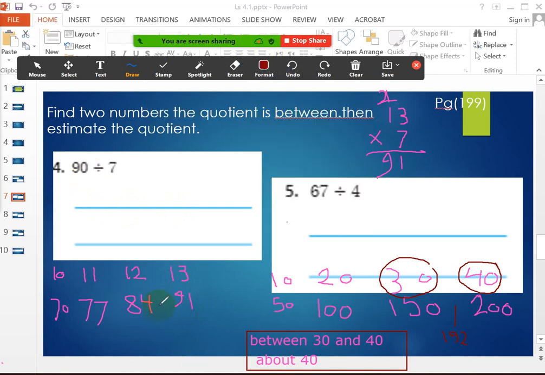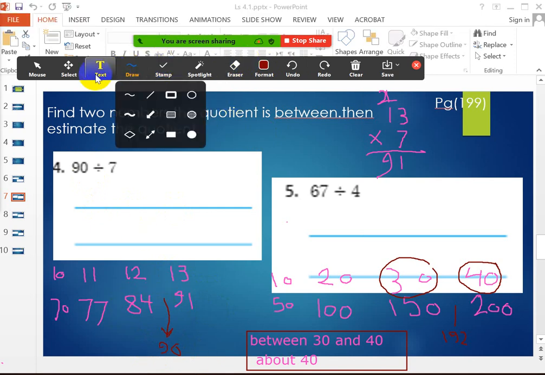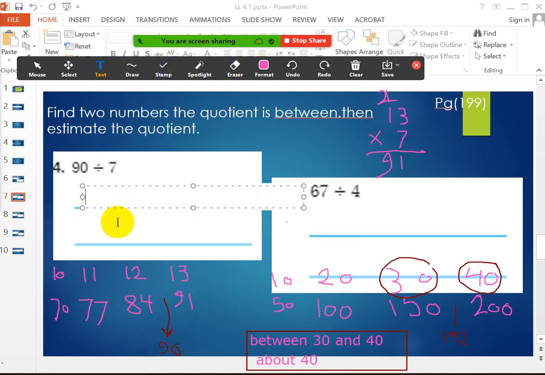So the multiple or the number will be between those two numbers, right? So it's close to which one? It's close to 91 or 84. Look, 90. It's close to which number? So the number is between 91 and 84. That means the quotient will be between 12 and 13. But it's close to which one?